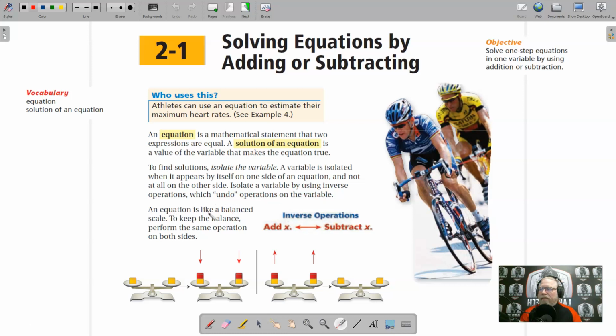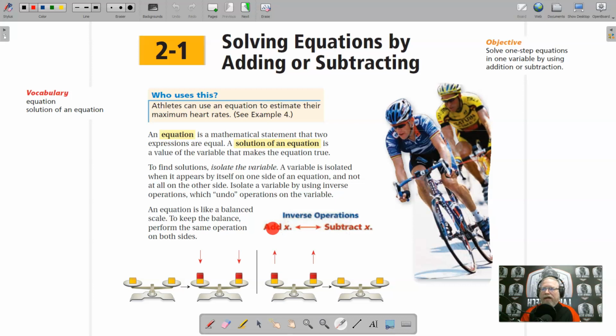An equation is like a balanced scale. To keep the balance, perform the same operation on both sides. And we've worked with this before in working with properties of equality: the subtraction property of equality, addition property of equality, multiplication property of equality, and the division property of equality. Here we see some inverse operations, addition and subtraction.